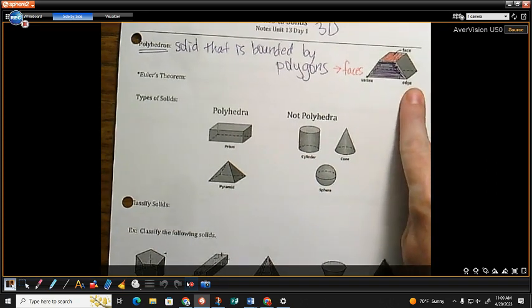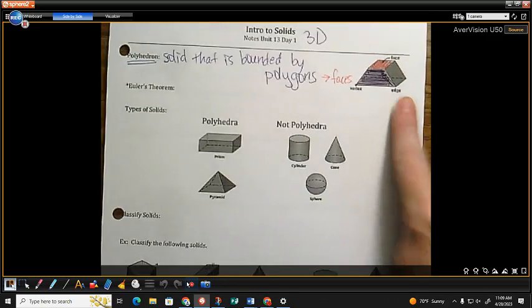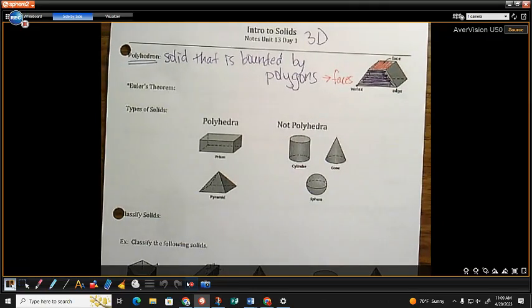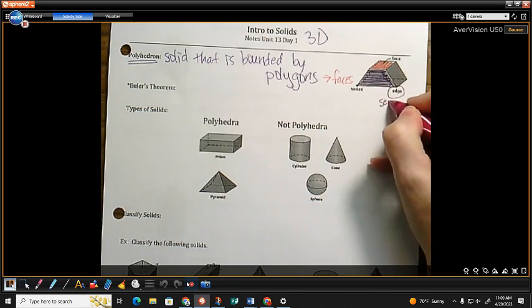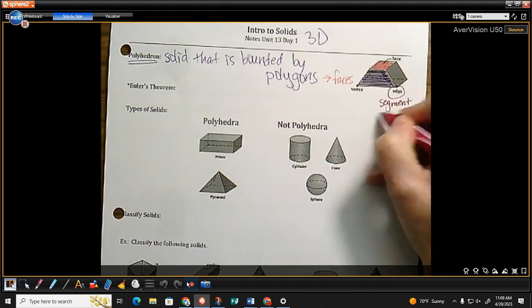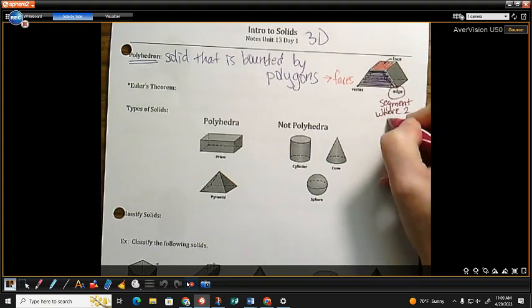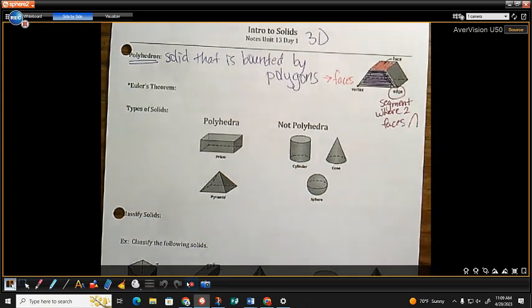How would you describe an edge? What do you think an edge is? Where two faces meet? It's where two faces intersect. So it's a segment where two faces intersect. And I'm just going to use the intersect symbol because I'm lazy.